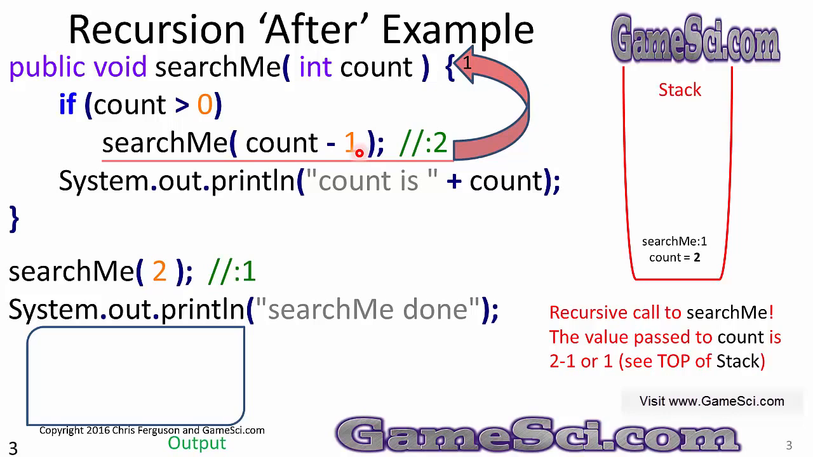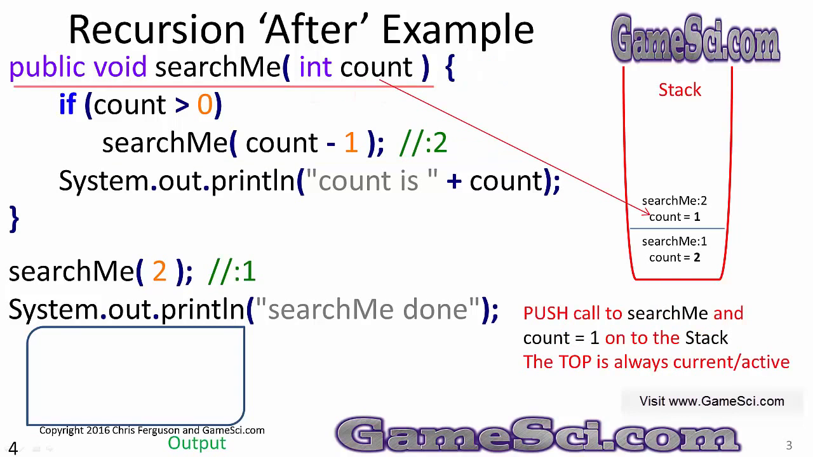Well, everybody knows 2 minus 1 is 1. So 1 is going to be the new argument passed to the variable count. Now when we execute the recursive version of SearchMe, you can see that SearchMe :2 was put on the stack because this call to SearchMe is the one being executed now. And you can see the new parameter value, our argument, is 1, and that's stored on the stack as well. The call to SearchMe with count equal to 1 is now on the stack. The top of the stack is always the current or active execution of the method.